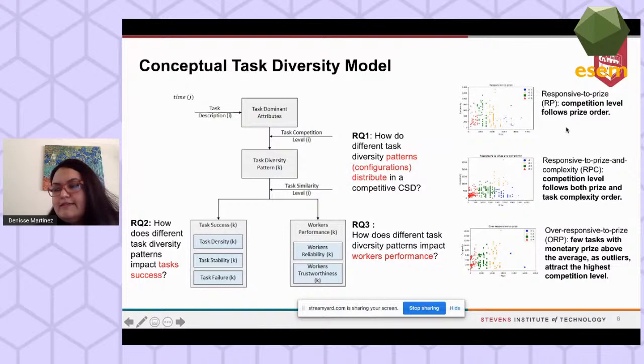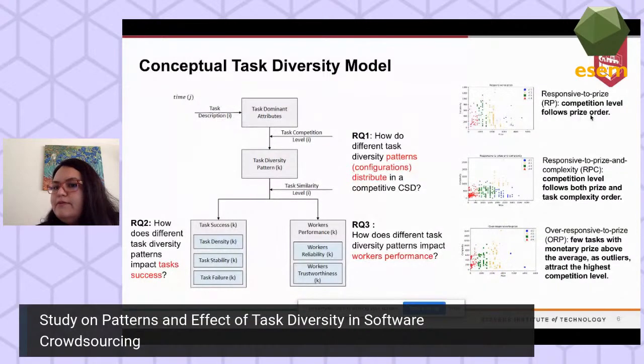Just to summarize, we identified these three patterns. What we call responsive to price, RP, is when competition level follows a price order. The second one, responsive to price and complexity, RPC, is when competition level follows both price and task complexity order. And over-responsive to price is when there are few tasks with monetary price above the average as outliers, and these attract the highest competition level.